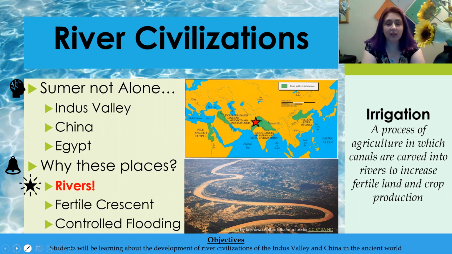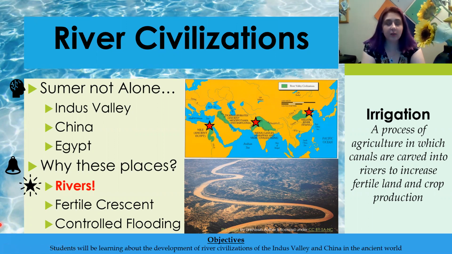So first off, we have the Indus Valley. It was found to be around the upper portion of early India. We have early China, which took place around the Yellow River, and we'll talk more about that, as well as Egypt. These are the three big ones that we have besides Mesopotamia, which is right here, which is the one we talked about last week.